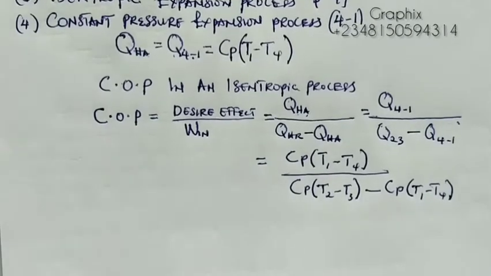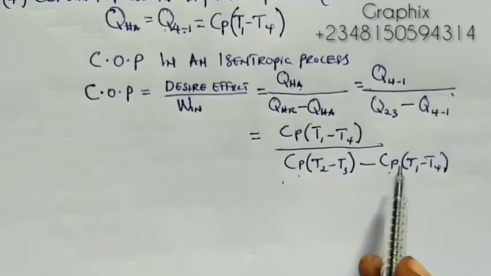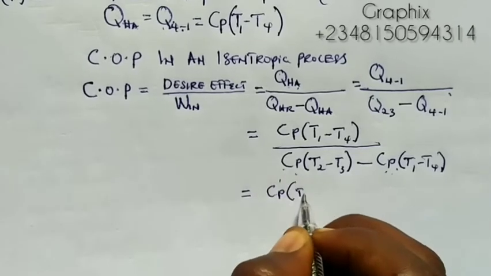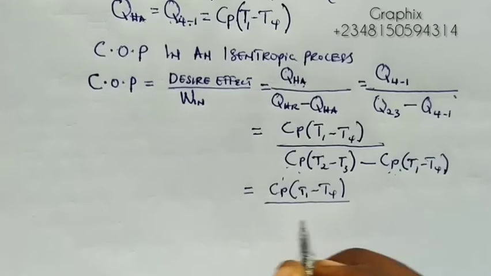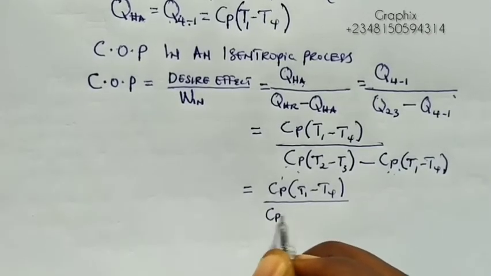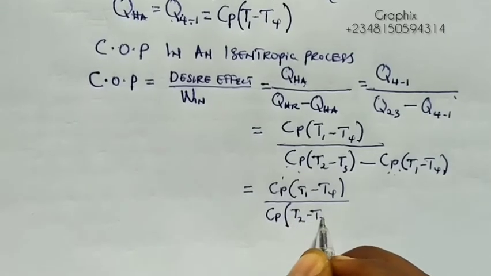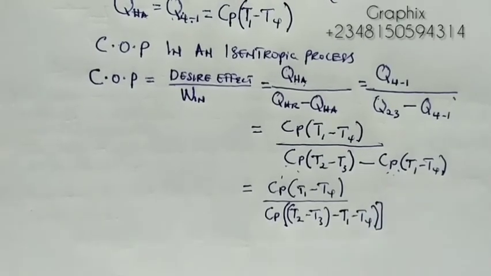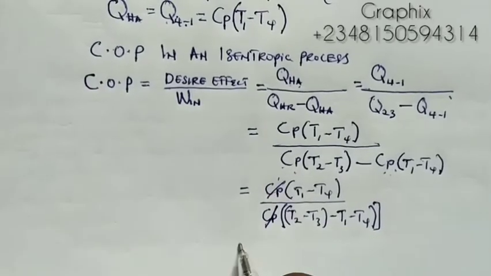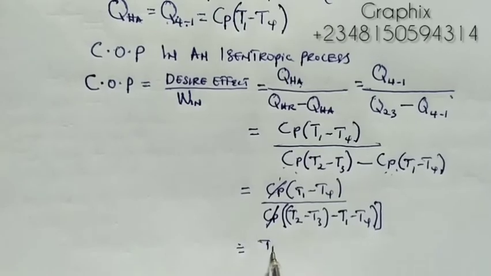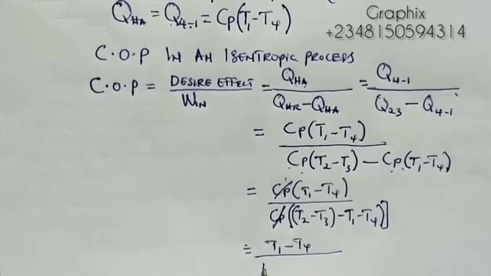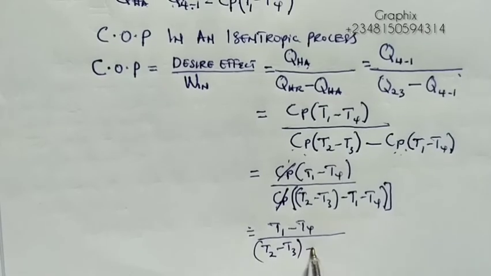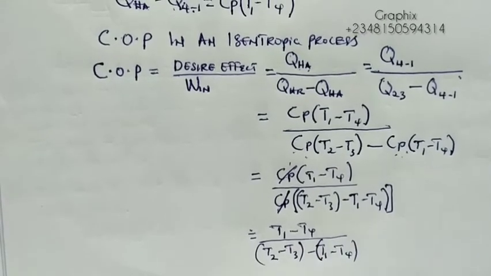From here, since Cp is common, I'm going to bring Cp out of the equation. So we're having Cp into bracket T1 minus T4 all over Cp into bracket T2 minus T3 minus T1 minus T4. We close the brackets. Now Cp will cancel Cp, and we'll be left with T1 minus T4 all over T2 minus T3 minus T1 minus T4. So this is what we're having.